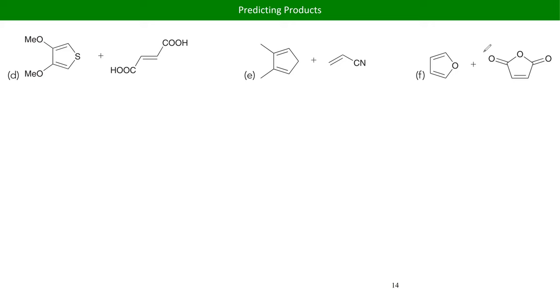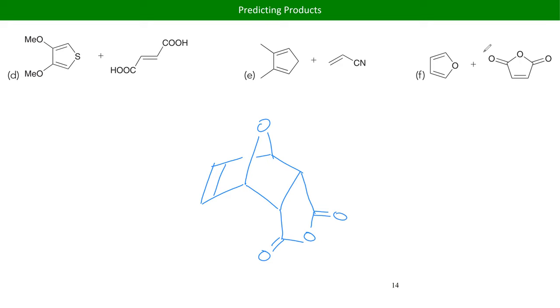All right, so for F, let's do another tricyclic. Still got to be in the endo position, so towards the rest of the pi bonds. Nothing else on the furan side. So down and down. That one gets a little hard to see if you don't get your angles just right.